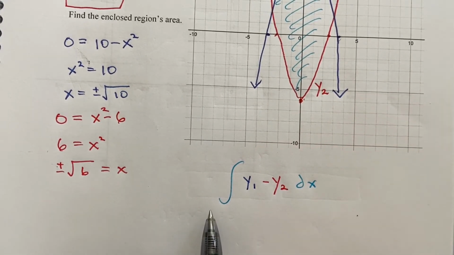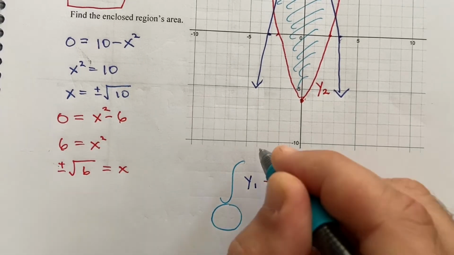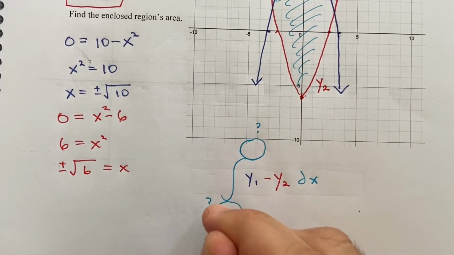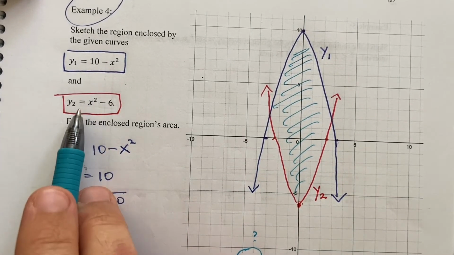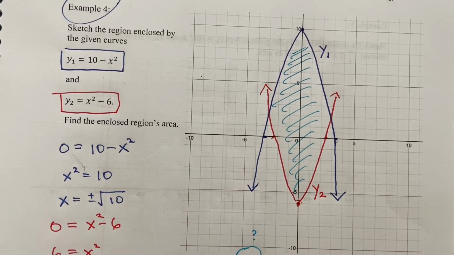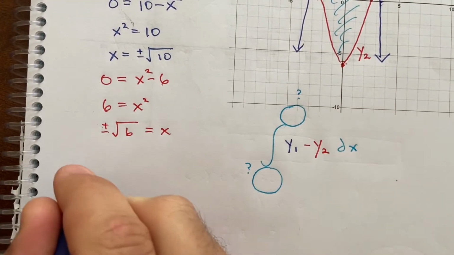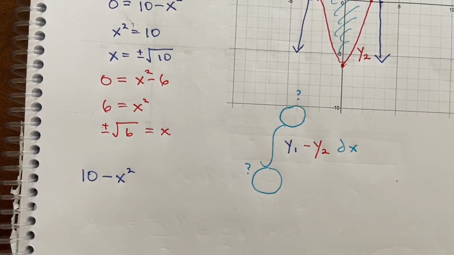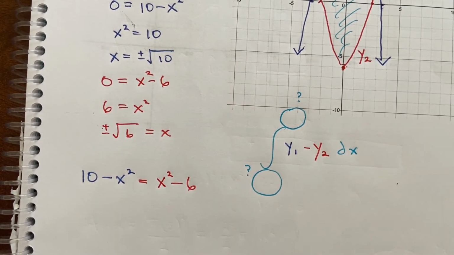dx, and then we need to figure out where these things are intersecting again. We still need to figure out what number goes here and what number goes here, right? So we still have this to figure out. So to do that, we set y1 equal to y2 and solve. So I'll go ahead and do that. So 10 minus x squared equals y2, which is x squared minus 6. Solve for x.